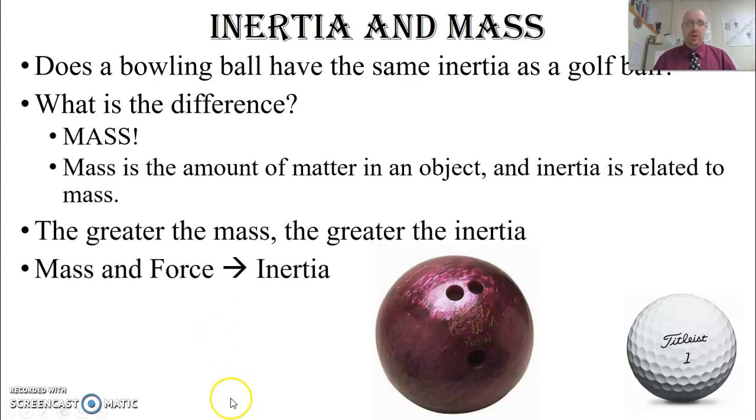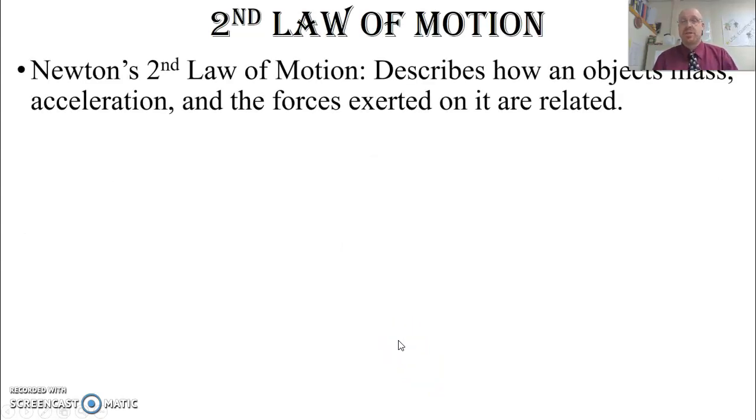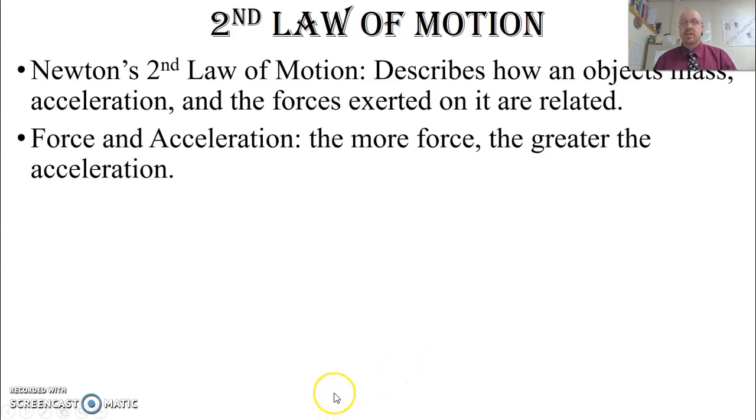So here's a way we can look at it. We have mass and force. This is inertia. So kinetic energy, the object in motion that has mass, then it has inertia. This leads us to the second law of motion. Newton's second law of motion describes how an object's mass, acceleration, and the forces exerted on it are all related. And this is one of the laws that is easily written down as a formula.